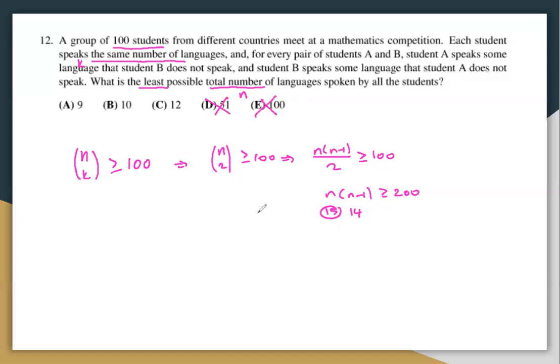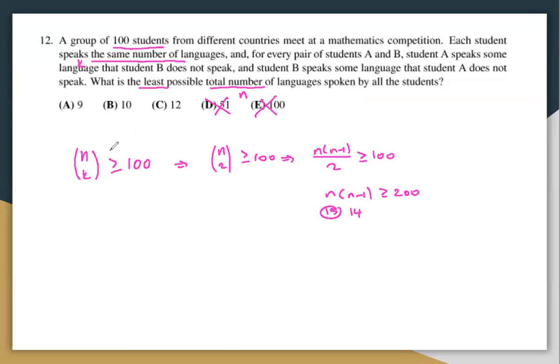So if you have 15 languages and make groups of 2, there are 105 different ways of grouping 2 languages. That's more than the 100 students we have, which is good. So now we know 15 works, and we have at least 3 choices to consider.